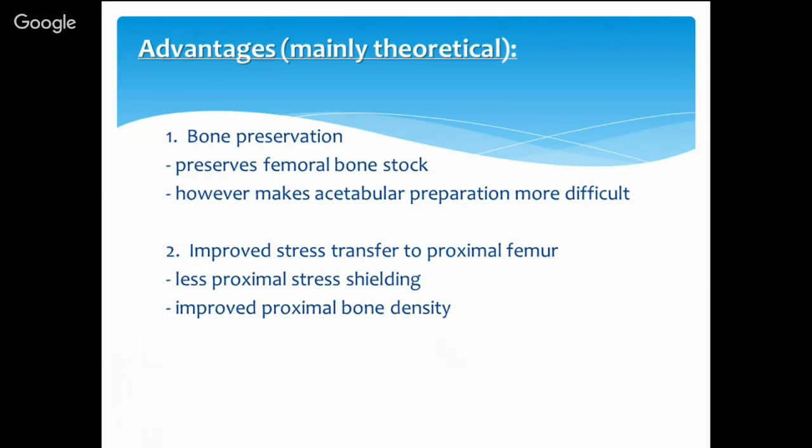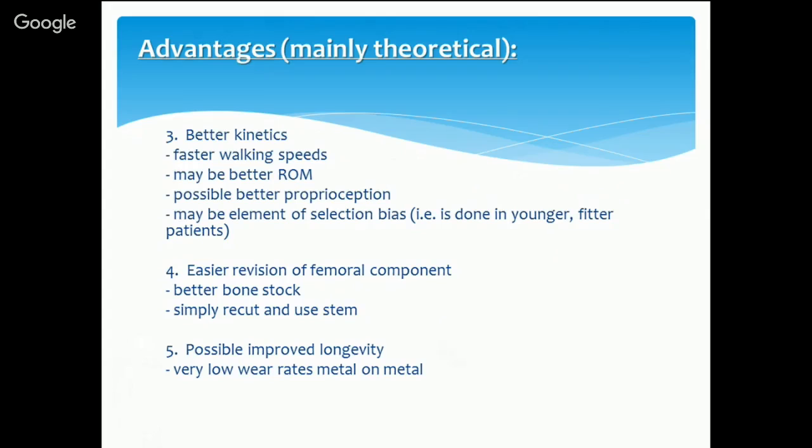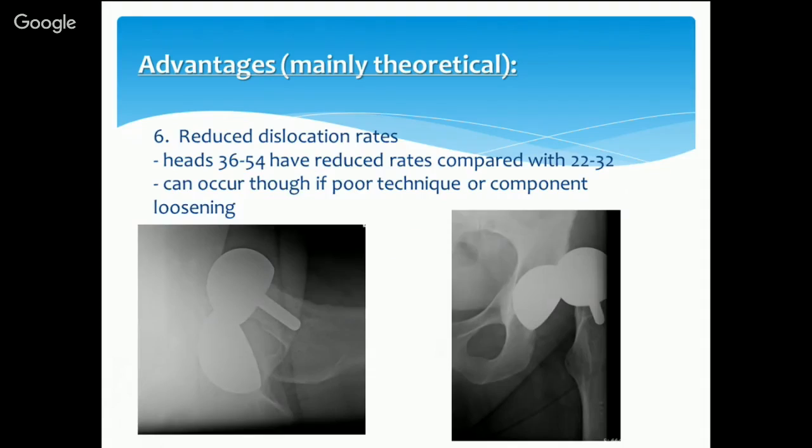Now the advantages are mainly theoretical. There is bone preservation, a preserved femoral bone stock, however it makes acetabular preparation more difficult. Improved stress transfer to the proximal femur, so less proximal stress shielding and improved proximal bone quality. There is better kinetics, that is faster walking speeds, maybe better range of motion, possibly better proprioception. Revision is easier because of the preserved femoral bone stock, you simply recut and use it, possibly improving longevity. And there is a reduced dislocation rate.